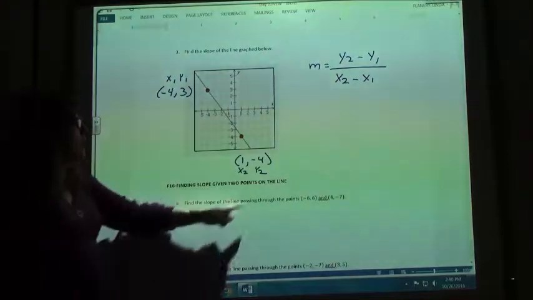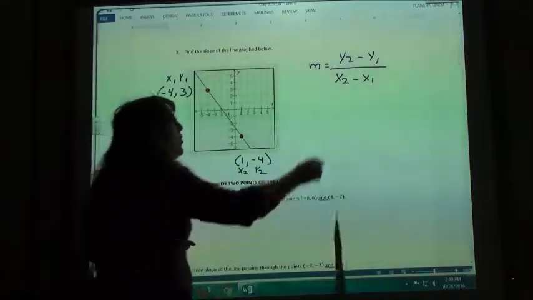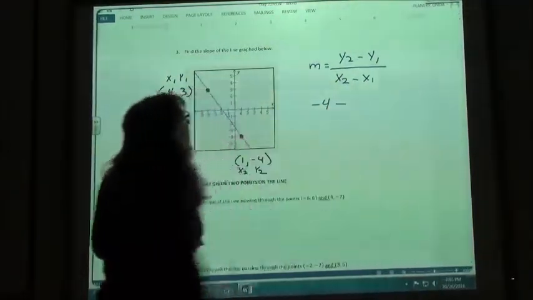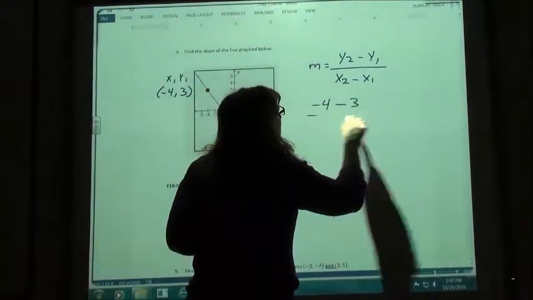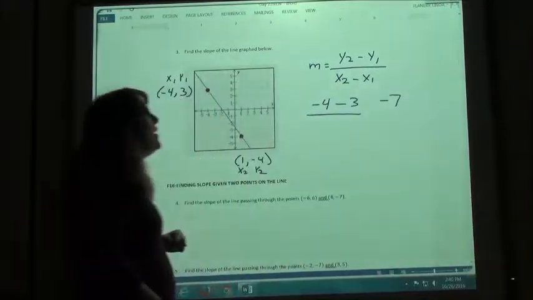So I'm going to start my y value from point 2, which is negative 4. I'm going to subtract the y value from point 1, which is 3. Negative 4 minus 3 would give me negative 7.